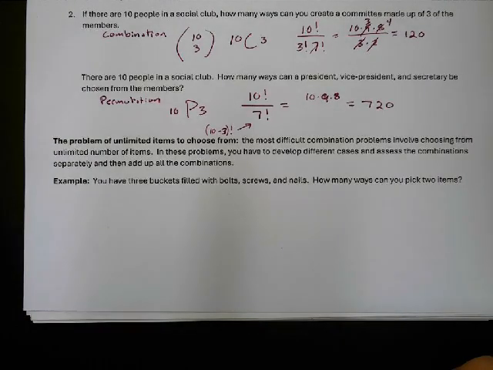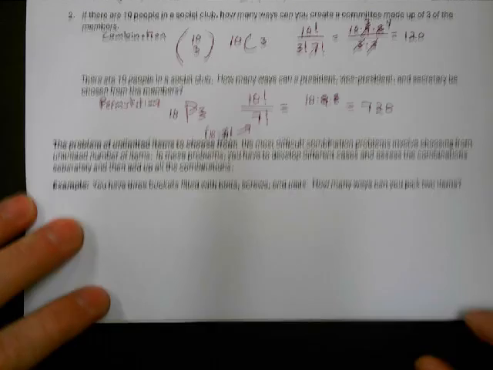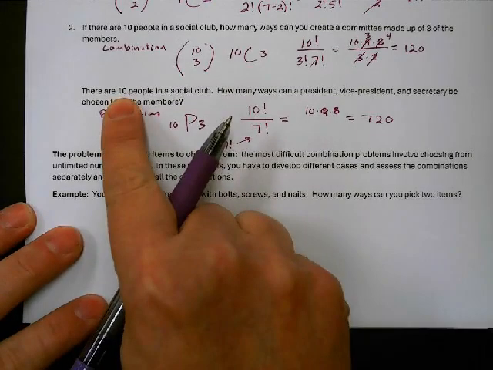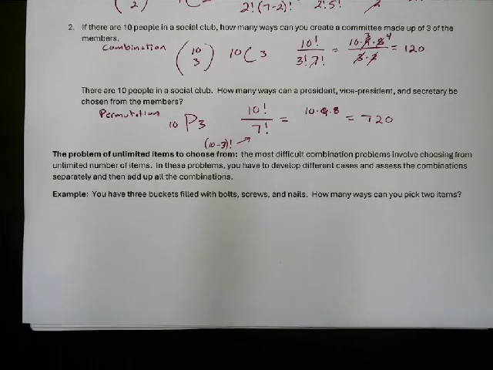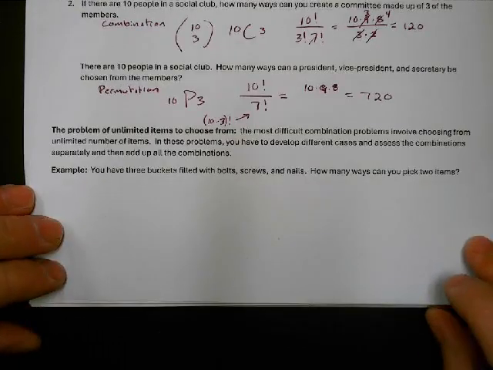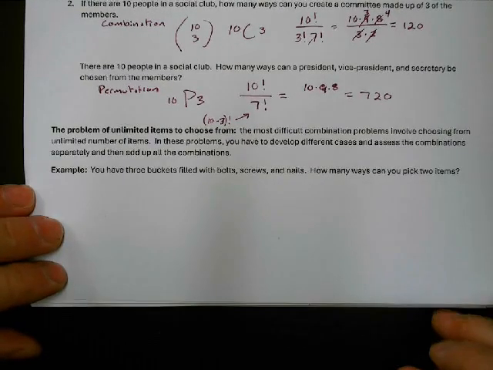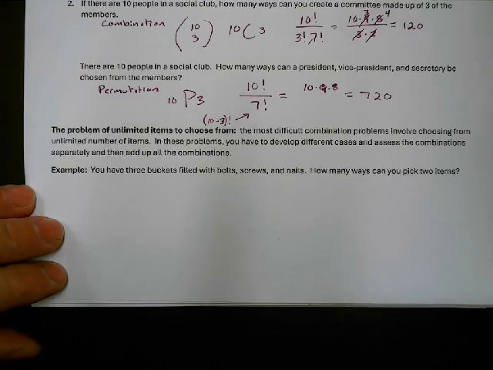So like on this one, we had 10 people from a social club. So there's 10 people. What if there was an unlimited number of people to choose from? Well, that kind of changes things. So it makes these problems a little bit more difficult, and you have to think through the different cases or the different scenarios that might be possible.